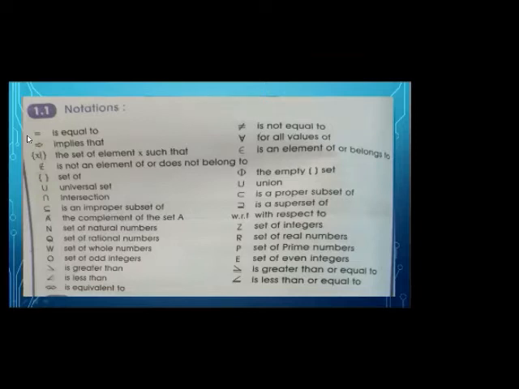You have seen the first symbol. If over this symbol you see this type of line, it gives "is not equal to". If you are saying A in this form, it is read as "for all values of". This is the symbol for "is an element of" or "belongs to". This symbol gives the meaning of the empty or curly bracket.